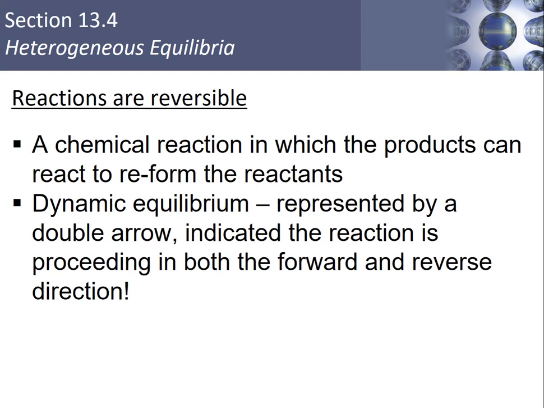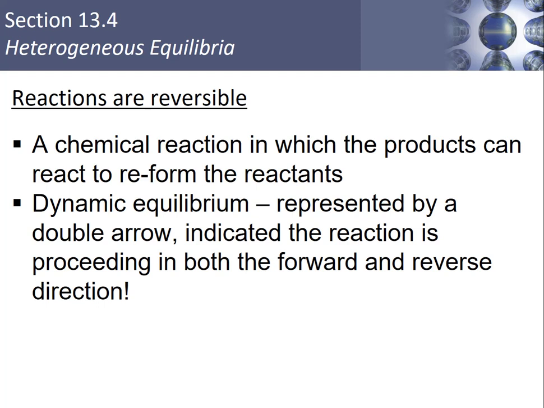So reactions are reversible, and we're talking about reactions where the products can actually reform and become the reactants again. And a dynamic equilibrium is represented by a double arrow in our balanced equations, and you may have seen these before. Some of the mechanisms from the last unit we talked about have a double equilibrium arrow, and it indicates that the reaction can move both forwards and backwards.